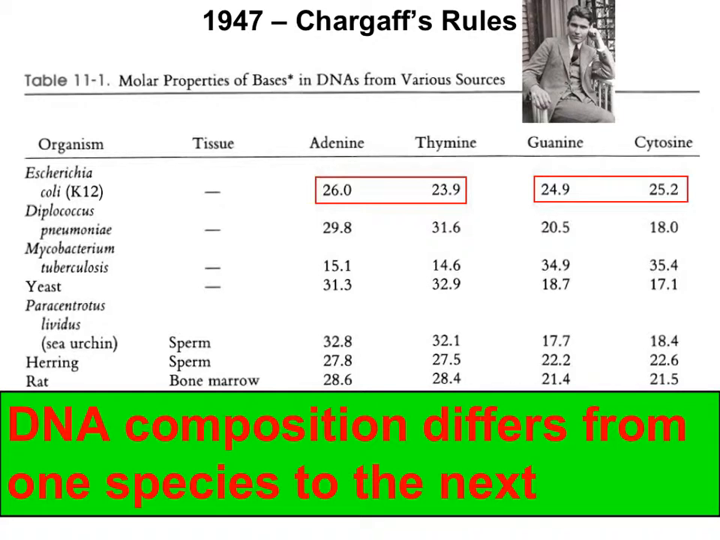First, Chargaff found that DNA composition differs among species. All species have DNA with A, C, T, and G, but the amount of each changed between different species. For example, E. coli don't have the same percentages as pneumonia bacteria or tuberculosis bacteria.